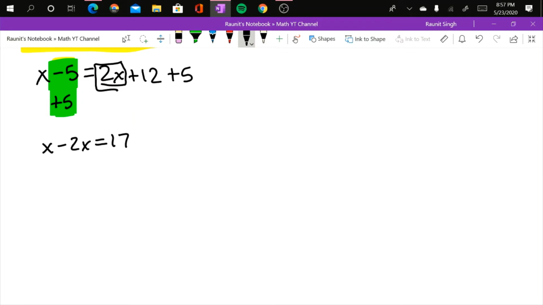So x minus 2x is negative x is equal to 17. And since we have negative x, which is equal to negative 1x, we're going to divide all of it by negative 1. So when we are dividing by negative 1 from both sides, we're going to get rid of the negative sign on this side.